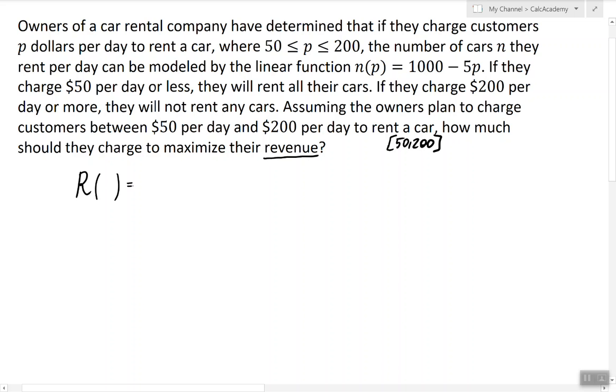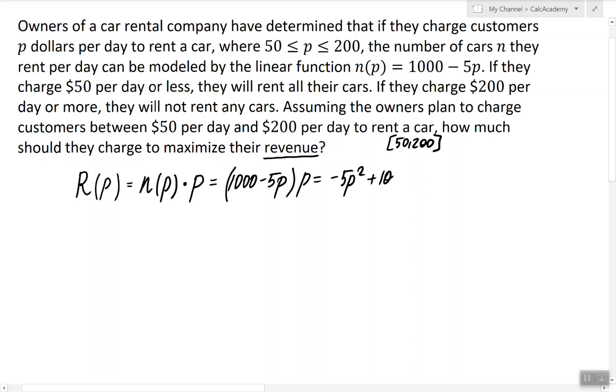To make revenue, a company rents out the car, and for each car it gets P amount of money. So the total amount of money can be computed by multiplying N(P), the number of cars rented at price P, by the price P. We have control of price P. Therefore, the revenue function depends on our choice of the price to charge for the car rental. Plugging in the expression for N(P) gives us a function. If we distribute everything, this is a function for the revenue of this company.